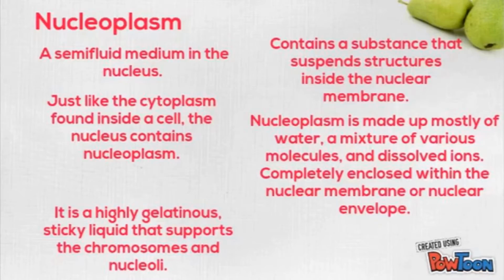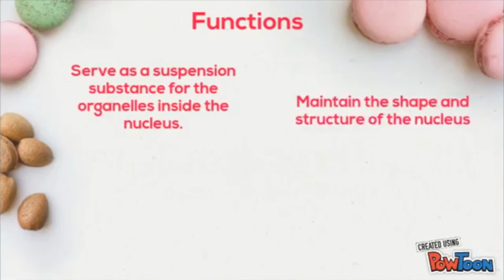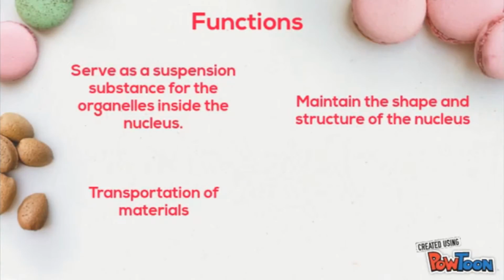It is a highly gelatinous, sticky liquid that supports the chromosomes and nucleoli. The main function of the nucleoplasm is to serve as a suspension substance for the organelles inside the nucleus. It also helps maintain the shape and structure of the nucleus, and plays an important role in the transportation of materials that are important to cell metabolism and function.